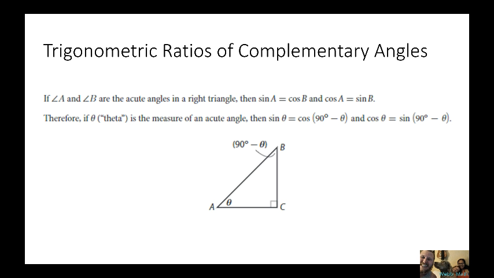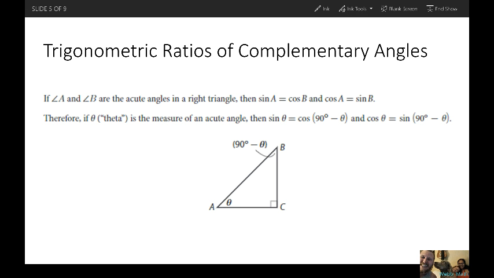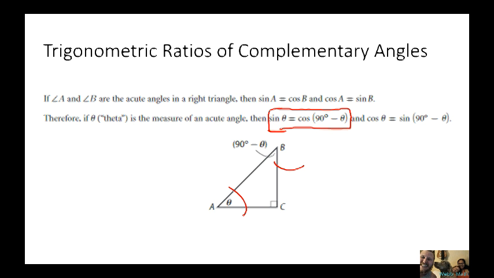All right, trigonometric ratios of complementary angles. So make sure you write all this down. Basically, it's saying if you know one of your acute angles, like angle A, for example, you can actually find the ratio for angle B. If you use the sine of whatever angle A is, you set it equal to the cosine of 90 minus whatever that angle was. So let's use it in application.